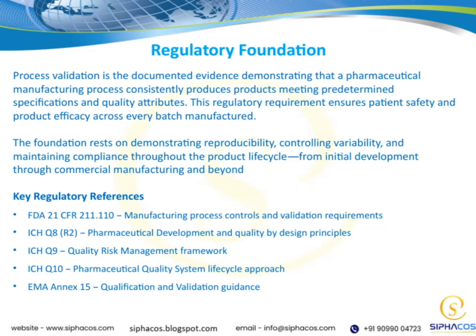Process validation is essentially the documented evidence that shows our manufacturing process consistently produces products that meet the predetermined specifications and quality attributes we've set. It's a critical part of ensuring that every batch we produce is safe and effective for patients. This requirement from regulators helps us verify that our process is under control, reproducible, and capable of maintaining quality throughout the product's life cycle. That means from the initial development stages all the way through commercial manufacturing, and even beyond, we need to demonstrate that our process remains reliable and compliant.